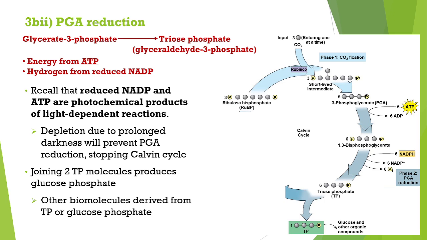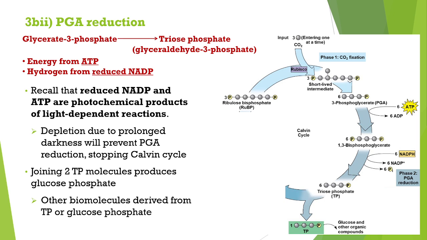After that, the PGA that is produced will undergo reduction. So this reduction reaction requires both the ATP and reduced NADP made in the light-dependent reactions, which occur at the thylakoid membranes. So the stroma is just surrounding the thylakoid membranes, right? So the ATP and reduced NADP, once made in the light-dependent reactions, will then move into the stroma to power this PGA reduction phase of the Calvin cycle.